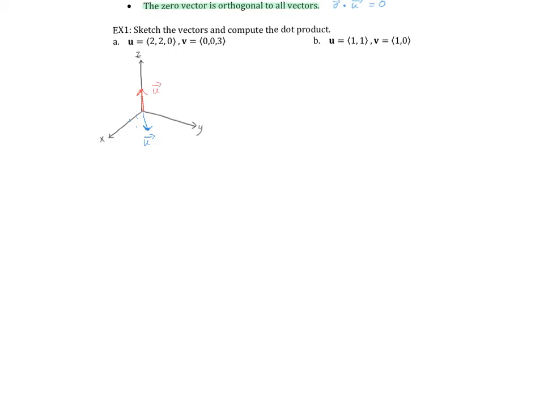If we were going to compute the dot product of u with v, it's supposed to be equal to the magnitude of u, and the magnitude of u is the square root of 2 squared plus 2 squared.